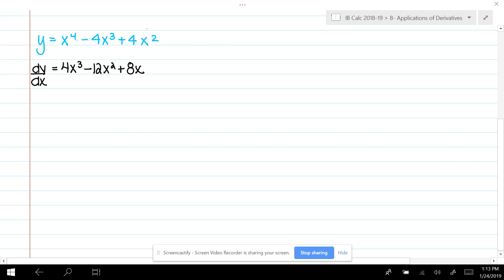Okay, so again, we're looking for intervals of increasing, decreasing, max, and mins. So the first place we're going to start, guys, is by looking for our max and mins. And our max and mins are going to happen when the derivative is equal to 0. When you're setting the derivative equal to 0, you're looking for something called, not an inflection point, critical points. So critical points happen where your derivative is equal to 0, or where your derivative is undefined.